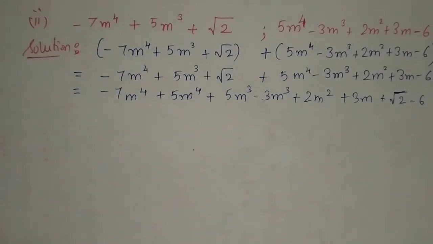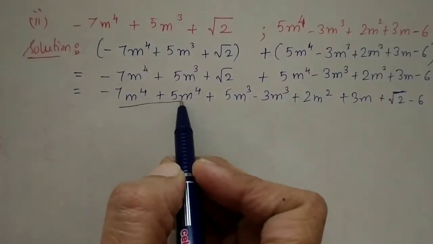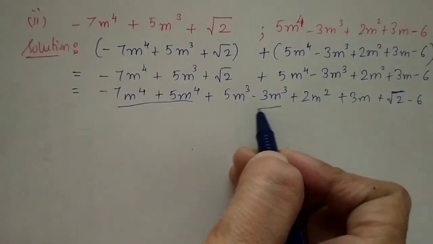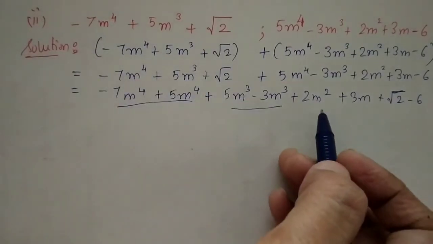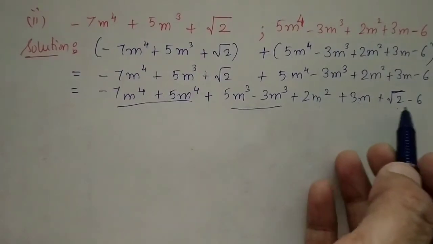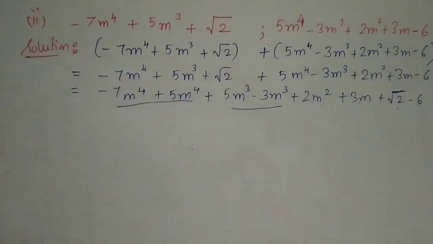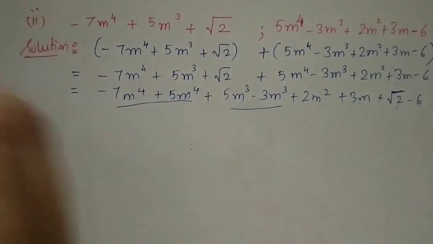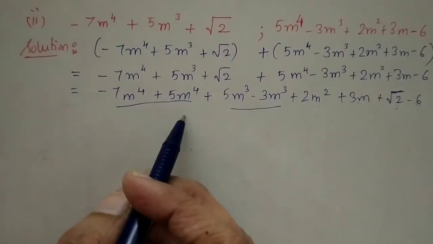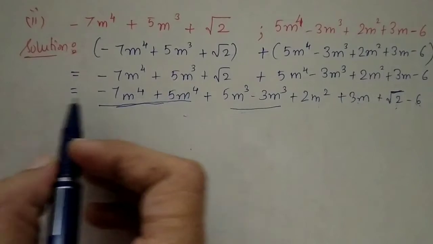Okay, so minus 7. Now here, whom can I add? See, these I can add. These are the like terms. Similarly, these are the like terms. This does not have any pair with it. Even this does not have anyone with it. We can add these, but we cannot add root 2 and minus 6, right? So we will leave it as it is. So only in this equation, the things that can be added are 7m raised to 4 and this and this. Also remember that there is a minus sign here.